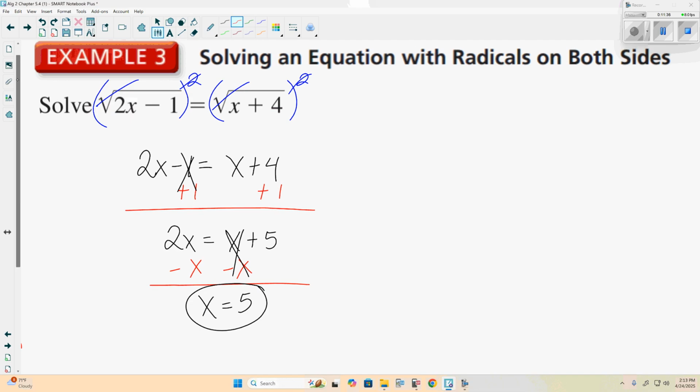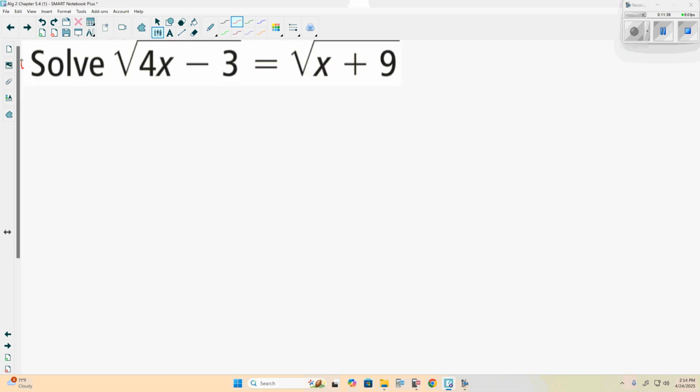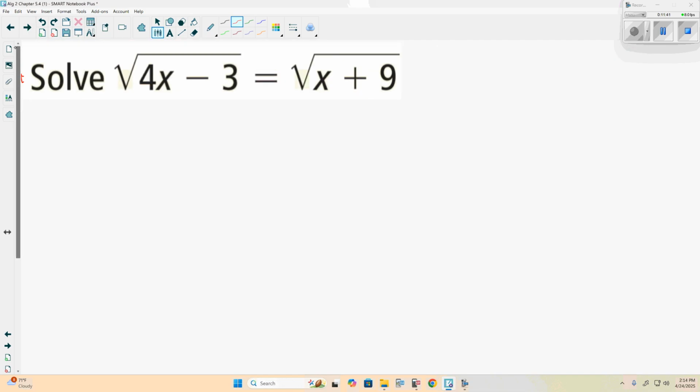Questions on this here? Square root of 4x minus 3 equals square root of x plus 9. Well, there's more than one radical, so we need to even them out. They are evened out, so we're going to do what next? Put both sides to the second power. Radical and square would cancel, telling us we have 4x minus 3 equals x plus 9.